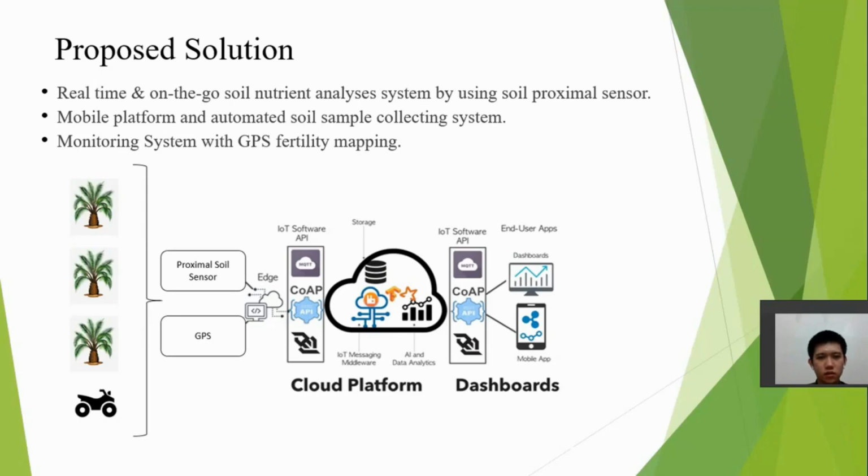The monitoring system is used to monitor the real-time analysis result, and the GPS data is combined with the analysis data to form a fertility map to help the farmer in the fertilizing task.